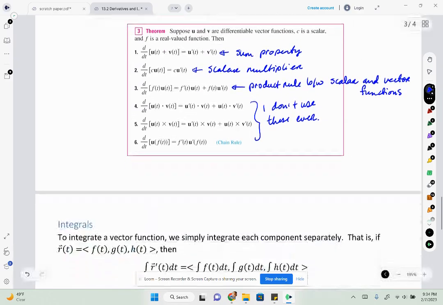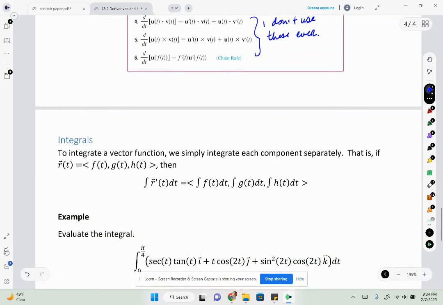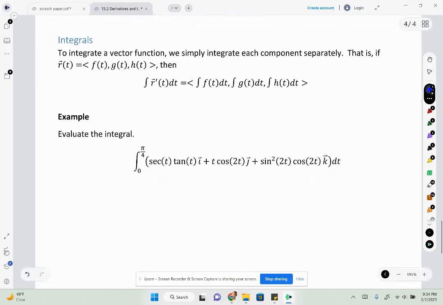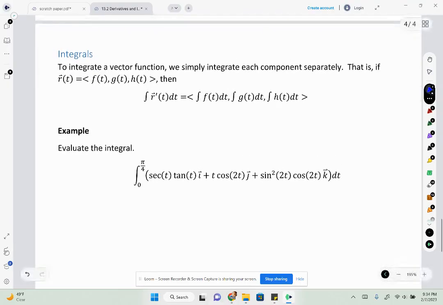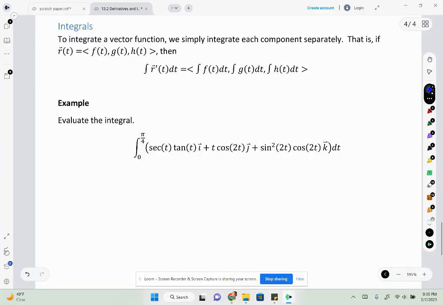All right, well, let's see. Integrals. If we need to integrate a vector function, fortunately, all we have to do is integrate each component separately. Unfortunately, that means we integrate more than once. So let's go through one example. We have this integral. It's the integral from 0 to pi fourths of secant t tangent t i hat plus t cosine of 2t j hat plus sine squared 2t cosine 2t k hat, all with respect to t. So we get a dt in there.